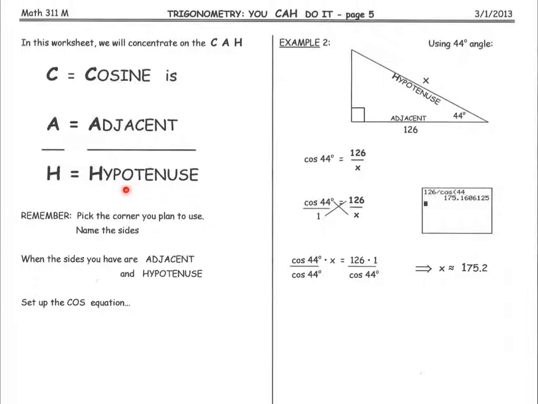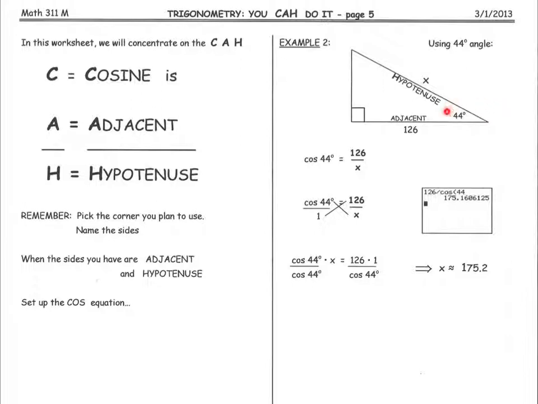And what you have to do for trigonometry is pick the corner you plan to use, and name the sides for that corner. If the words are adjacent and hypotenuse, then use cosine. Here's how it works. The 44-degree corner is marked, so it's the easiest one to use, and 126 is adjacent to 44 degrees because 44 degrees and 126 are touching each other. The opposite side to 44 degrees is over here, and there's no number on that side.